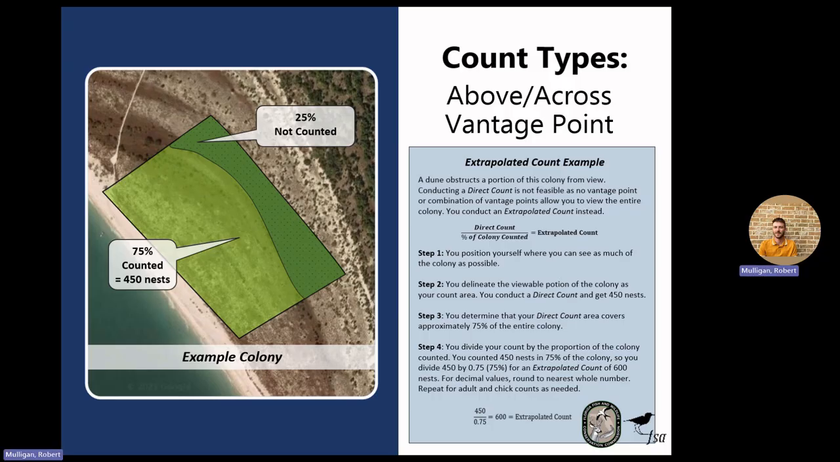Now you divide your direct count by the proportion of the colony counted to get your extrapolated count. In this example, you divide 450 by 0.75 for a total of 600 nests. For decimal values, round to the nearest whole number. Again, this count type is rarely used to count rooftop colonies. You are most likely going to be using a direct count.